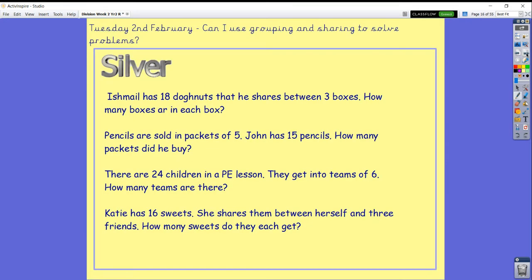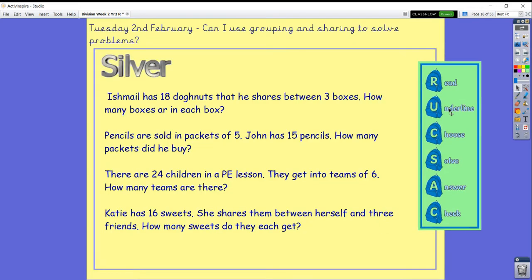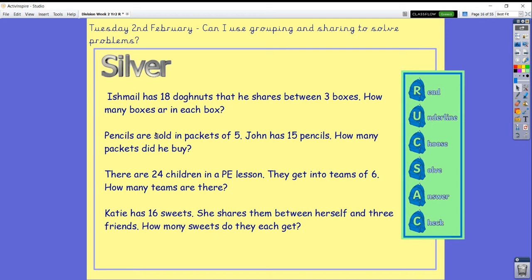So, your challenge today is this. First of all, we have got silver. Read the questions carefully. Let me put rucksack on for you. Read those questions carefully. Use rucksack to help you. Work out what you need to do. Do you need to use sharing? One for you, one for me, one for another person? Or do you need to do grouping, taking groups 4 at a time, 5 at a time, to work out the answer? Have a go at those.